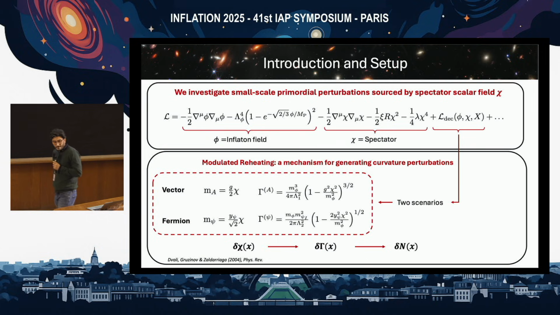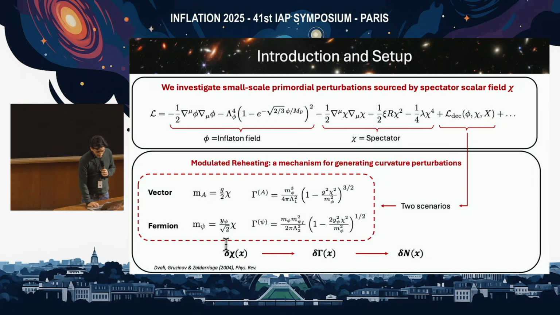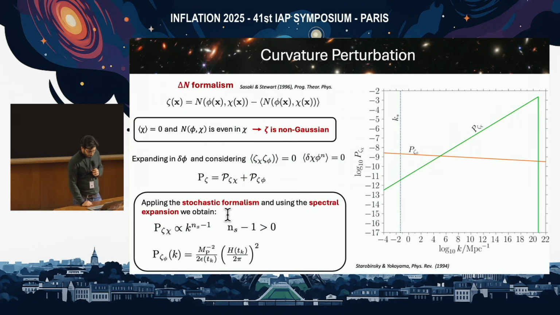So spatial variation of chi means spatial variation of gamma. So different regions of the universe will experience a slightly different reheating history. We have considered two possible setups in which the inflaton can decay into vectors or fermions with masses that are set by the gauge and Yukawa coupling with the spectator. This was the setup. Then we applied the delta N formalism to compute the curvature perturbation. The important thing here is that in our setup, zeta splits in two, and the contribution from the spectator is intrinsically non-Gaussian.